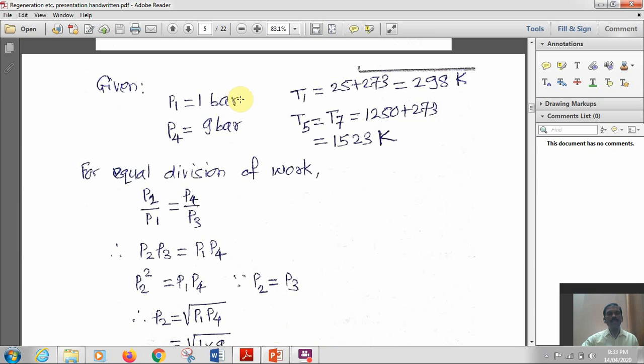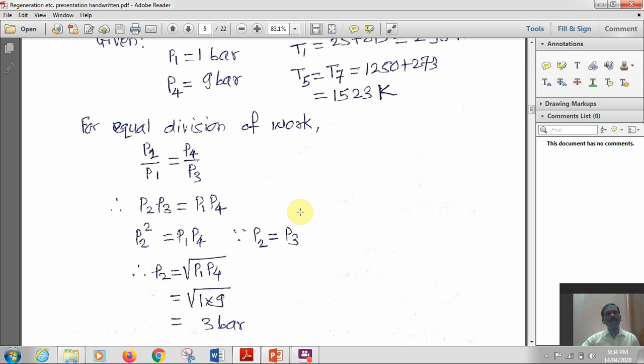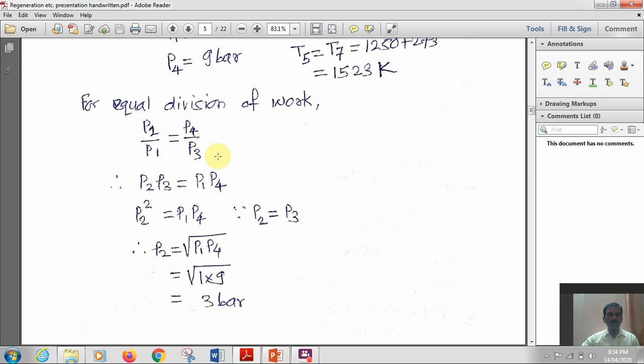Now, what is given? Initial pressure is 1 bar, final pressure is 9 bar, temperatures are given as 25 degrees Celsius and 1250 degrees Celsius. So T1 is equal to T3 is equal to 298 Kelvin, and T5 is equal to T7 is equal to this temperature. Now remember, you want to calculate the intermediate pressure. You can go this way, or directly you can use the formula: P2 is equal to square root of P1 into P4, that is 1 into 9, square root of that, which is 3 bar. This part is already explained, I will avoid repetition. So this becomes 3 bar.